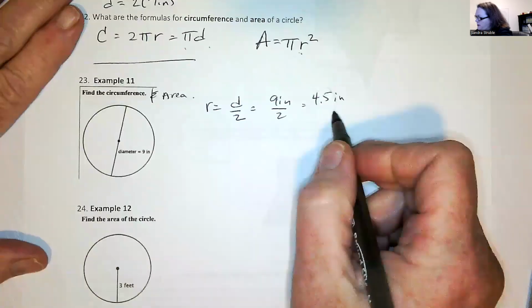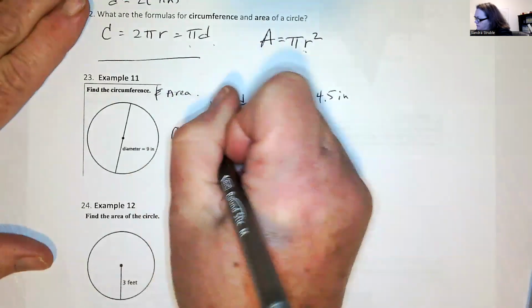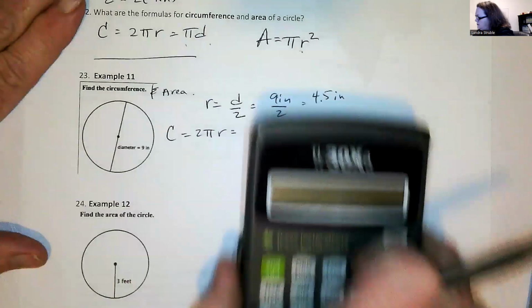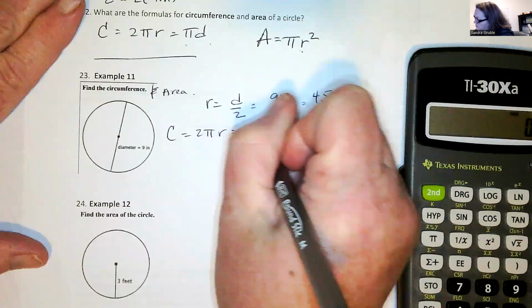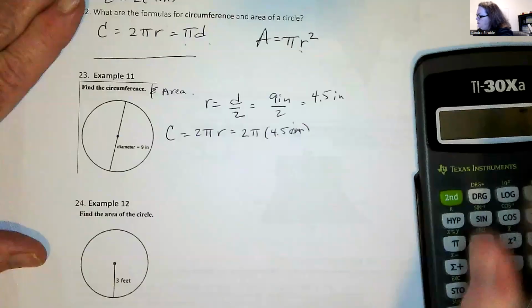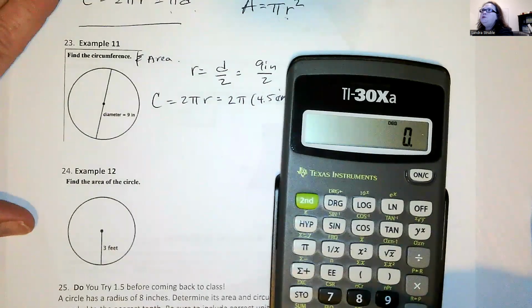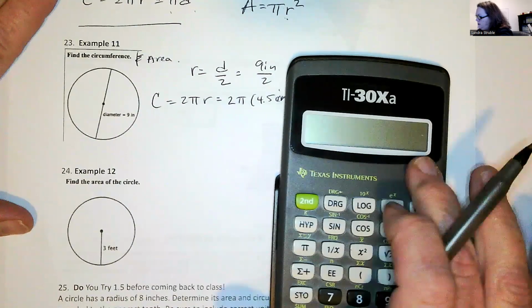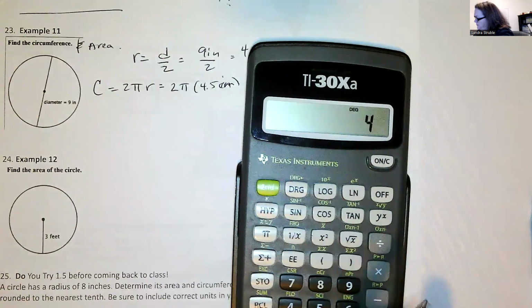So now that we have the radius, let's go ahead and find the circumference, which is 2 pi r. So 4.5 inches is the r. You have a pi button on your calculator. Please, I beg of you, do not use 3.14 for pi. Utilize the one on your calculator, okay? So 2 times pi times 4.5.